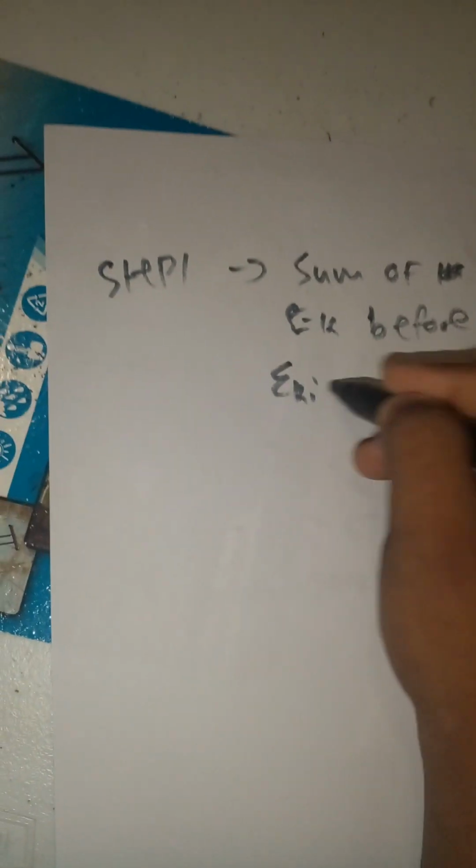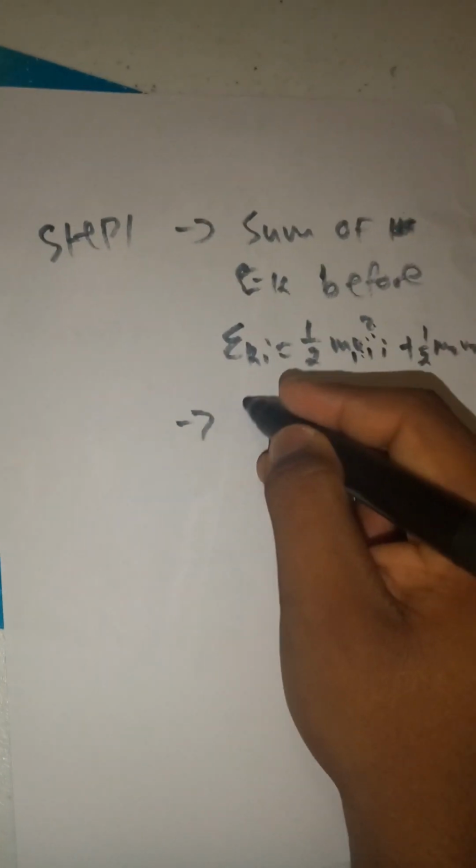Now I'm going to tell you the steps for solving elastic and inelastic collision problems. Step number one: calculate the sum of the kinetic energy before. We simply say EKi equals 1 over 2 m1 v1 initial squared, plus 1 over 2 m2 v2 initial squared. Step number two: sum after. You calculate the sum of the kinetic energies of the objects after the collision, using the same strategy, but with m1 v1 final, and so on.